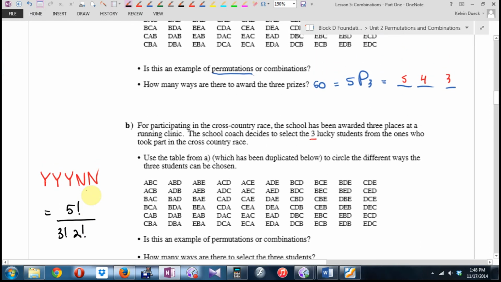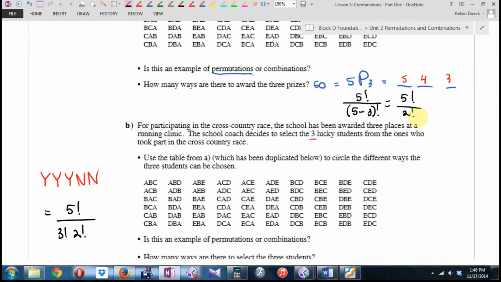Where I wrote 5P3 up here, I'd like you to realize this is really 5 factorial over 5 minus 3 factorial. That's from your formula sheet. That's the definition of a permutation. By the way, what's 5 take away 3 in your head? This is really 5 factorial divided by 2 factorial. Can you see why that gives you 5, 4, 3? Because the top is 5, 4, 3, 2, 1 and the bottom is 2, 1. You cancel out the 2, 1, you get your 5, 4, 3.